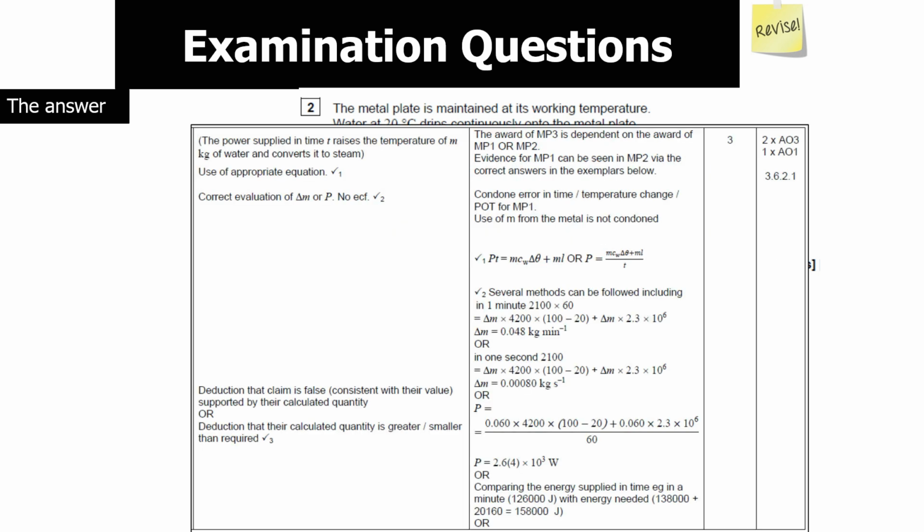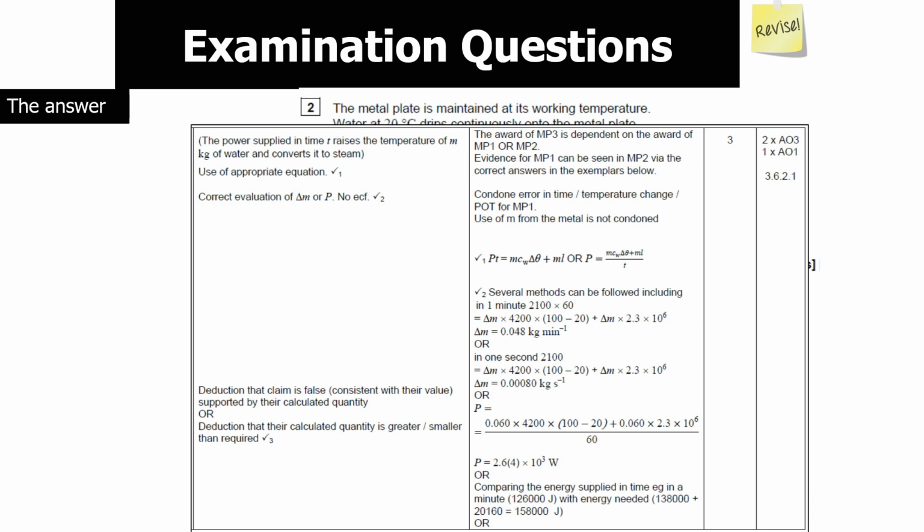So you can work that through to work out your value. You can work out your power to be 2.66 times 10 to the 3 watts. We can then work out how many grams that would convert per minute, and then you can see if the value is correct. Now again, it's really important to note in these questions you actually answer the question asked.